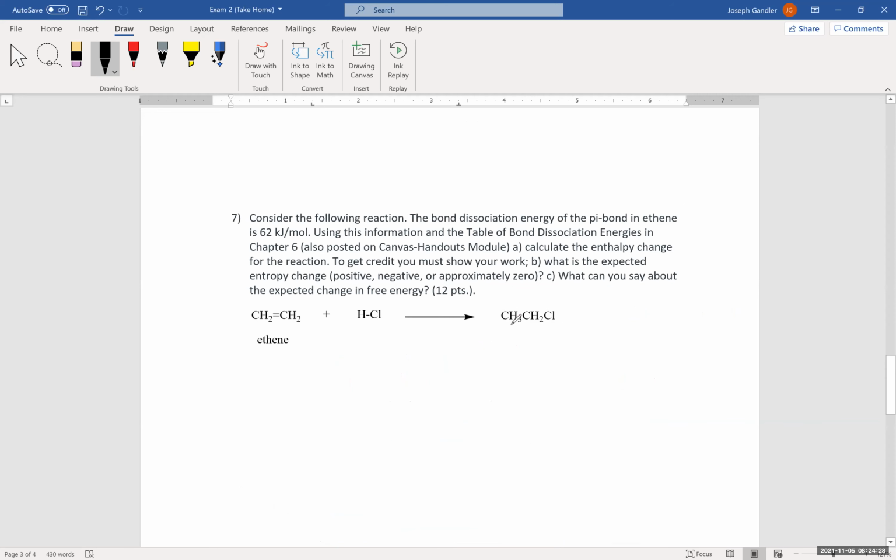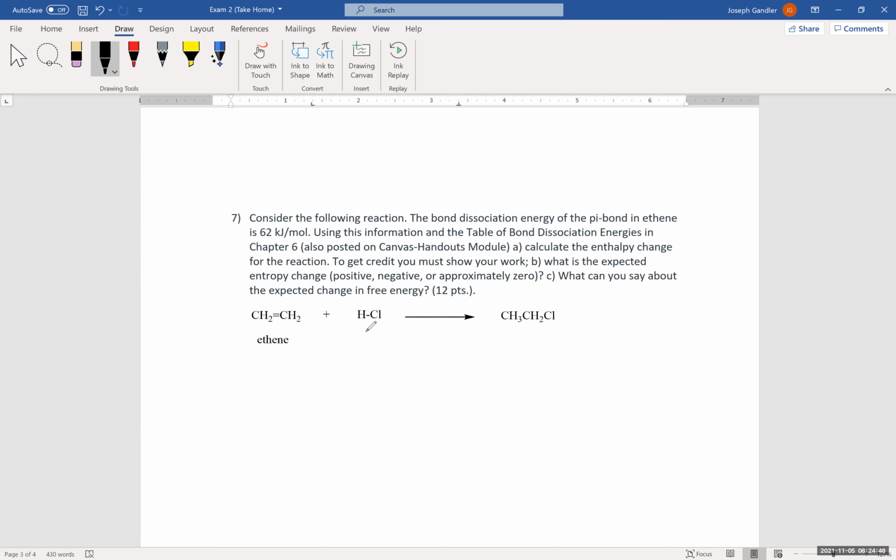Okay, so I'm going to have to look at the table of bond dissociation energies real quick. Sorry, should have had that ready. All right, so let's look at what happened. The bond dissociation energy of a pi bond in ethene is 62.